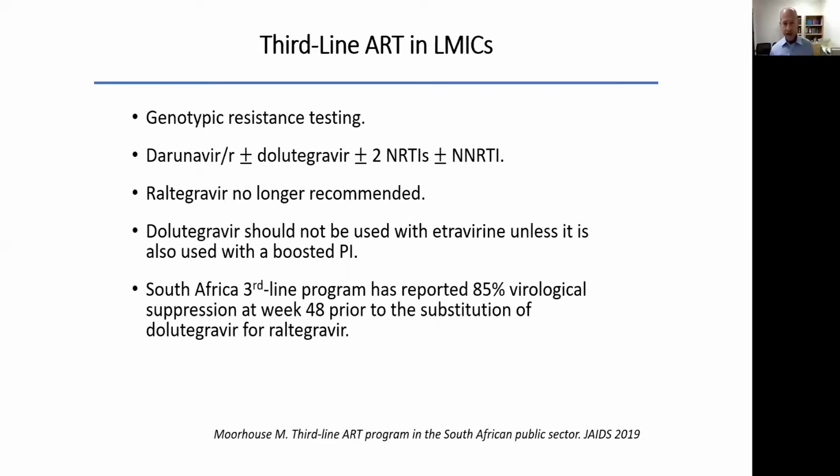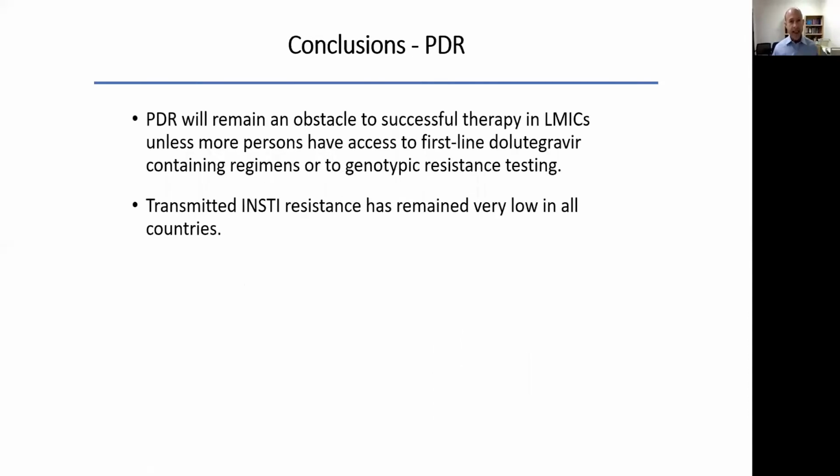South Africa, which has the longest standing third-line program, has reported an 85% virologic suppression rate at week 48, and this was even prior to the substitution of dolutegravir for raltegravir, and the reference for this program is shown at the bottom here. In conclusion, pretreatment drug resistance will remain an obstacle to successful therapy in low and middle income countries unless more persons have access to first-line dolutegravir-containing regimens, or at least to genotypic resistance testing. Transmitted integrase inhibitor resistance has remained very low in all countries, including those countries with the greatest use of integrase inhibitors.